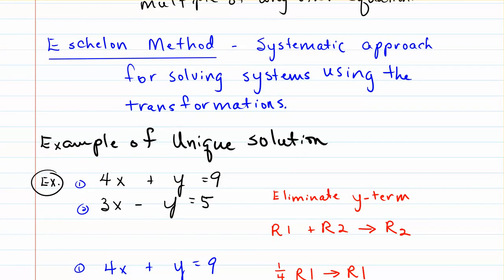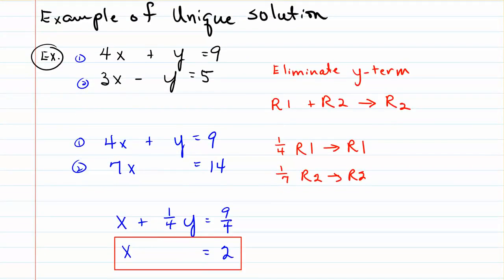The Echelon method is a systematic approach for solving systems using the transformations. So there's a couple of examples in the notes here. First one is an example of a unique solution. Remember, that is when we are going to come up with an x and a y that will solve both of these, that will make both of these be true statements.